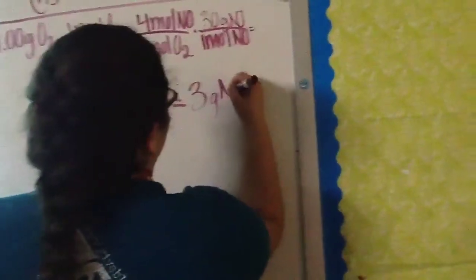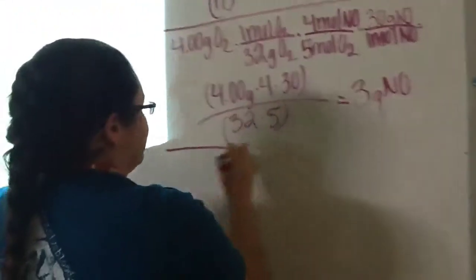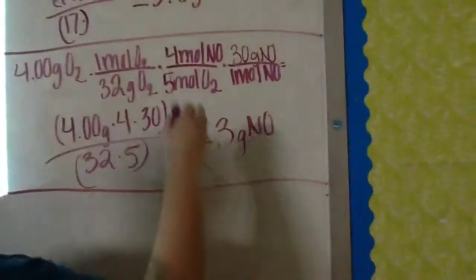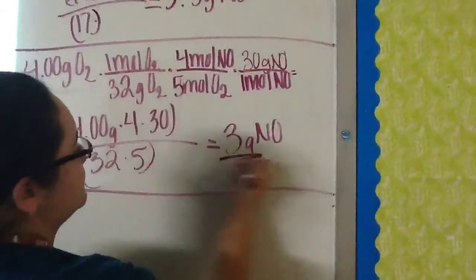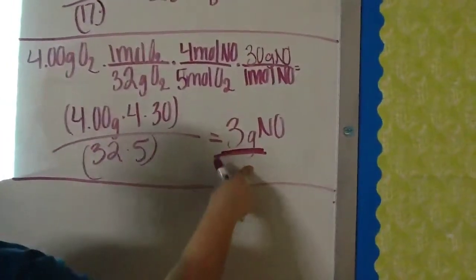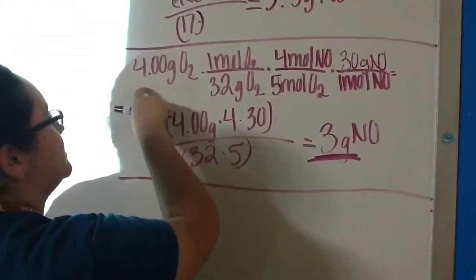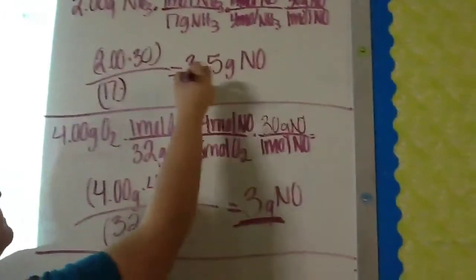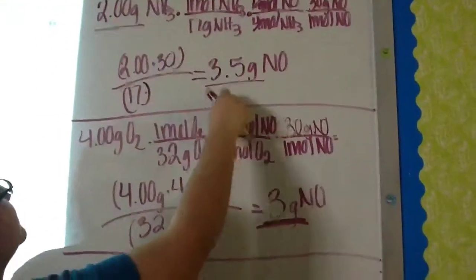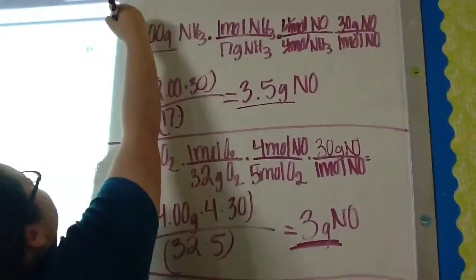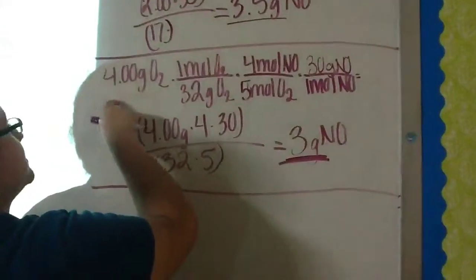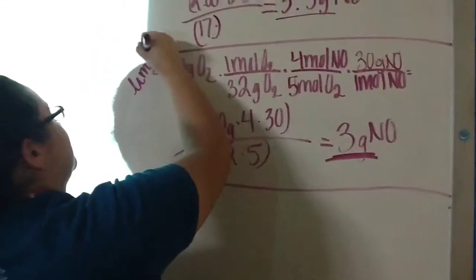So now that we have all that, this is how much you need of oxygen, this is how much you need of ammonia, but this is how much you have. So you have 3 grams of nitrogen monoxide for when you need 4. And over here you need 2, but you have 3.5. So you have more than enough for the ammonia, which means it's the excess, but you need more for the oxygen, so this means it's the limiting reagent.